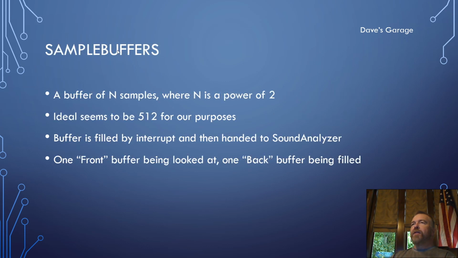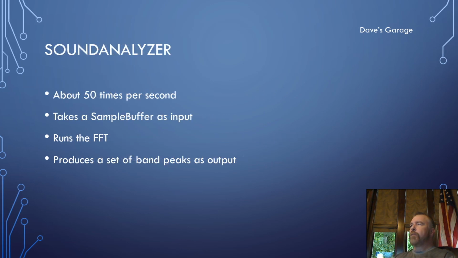So the first of those, the sample buffer, is, as we said, a buffer of N samples, and N has to be a power of 2 just because of the way the FFT math works. 512 seems to be about right for our purposes. And so, about 50 times a second, the sample buffer fills up with its 512 samples and is handed off to the sound analyzer class. This takes the sound buffer as an input, runs the FFT and some other scaling math upon it, and out pops a set of band peaks as its output.